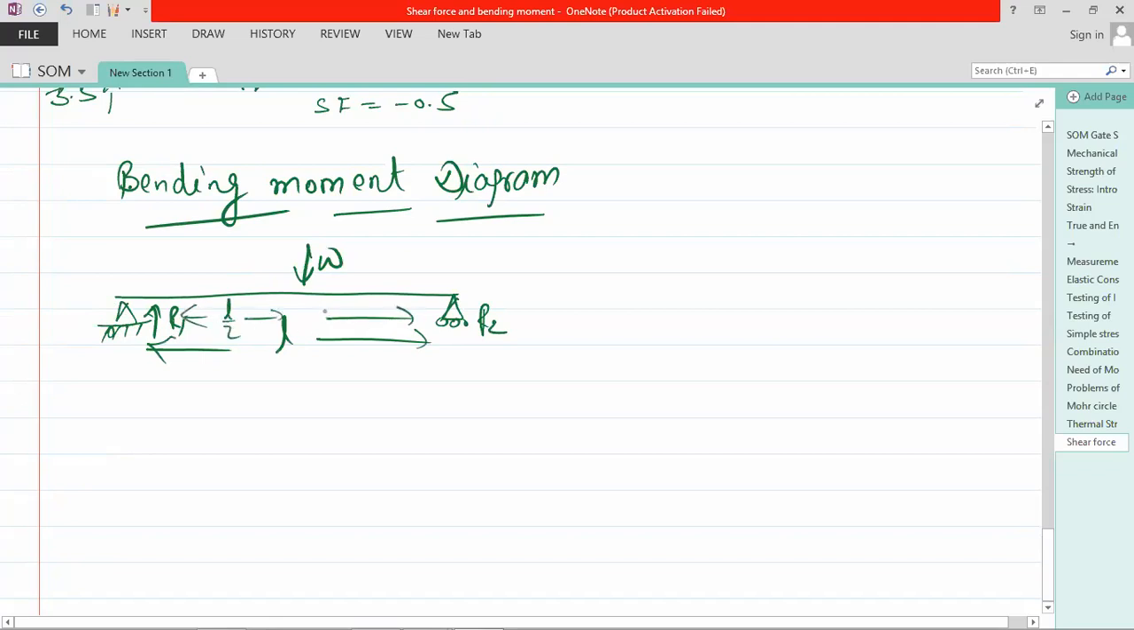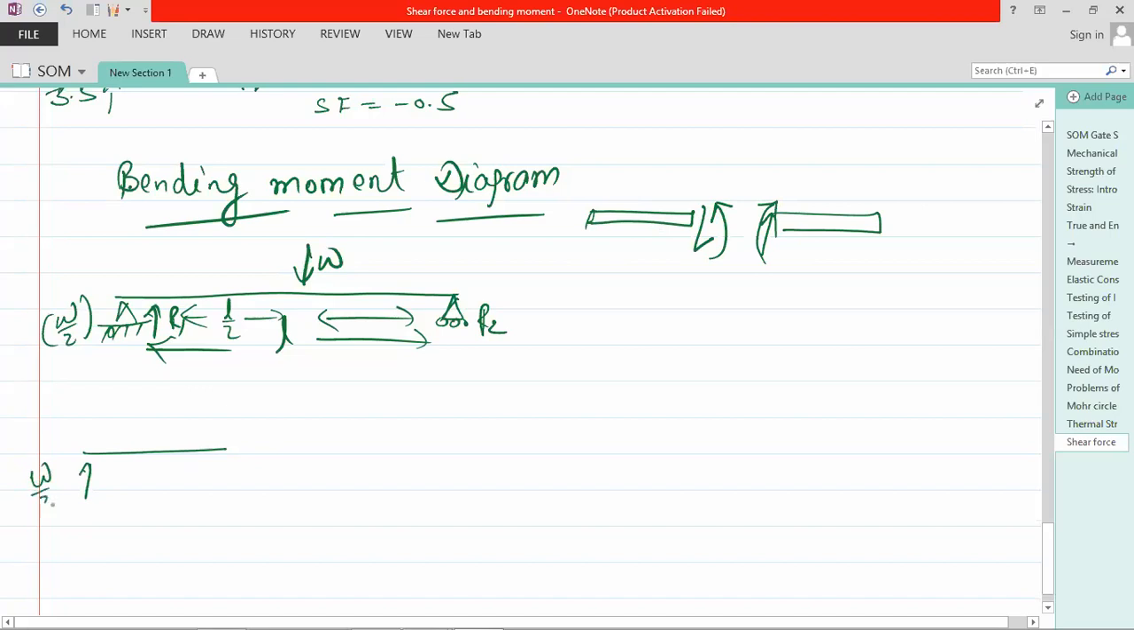Then, just what I said, this is the convention. This is positive, this is positive, and on the right hand side, this is positive, this is positive. Now take this moment as positive. Suppose the reaction force is W by 2. Okay? Now take this element. Here it is coming W by 2, and we have a moment like this.